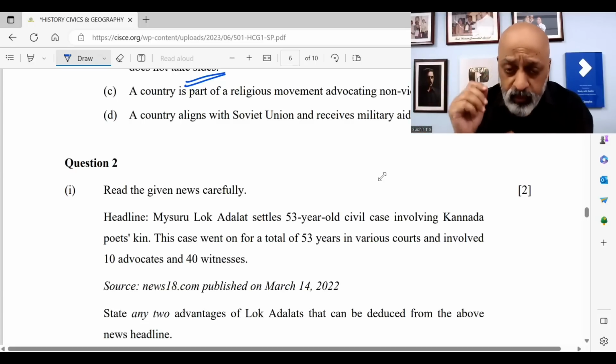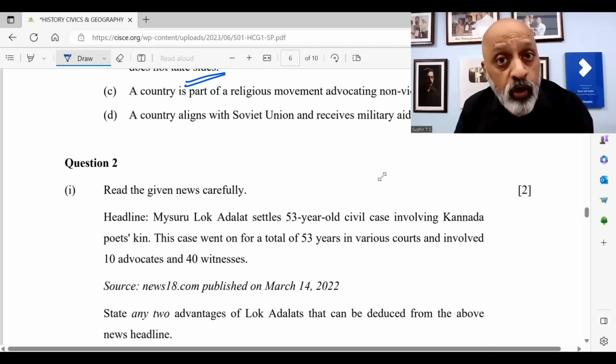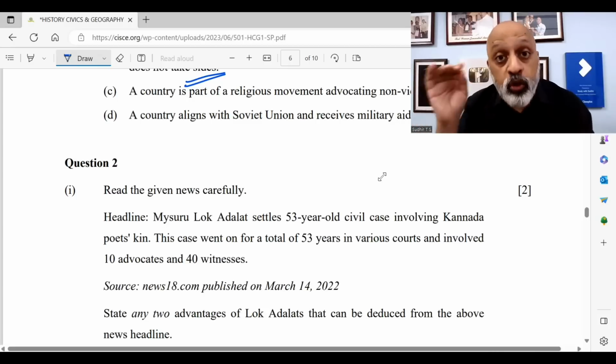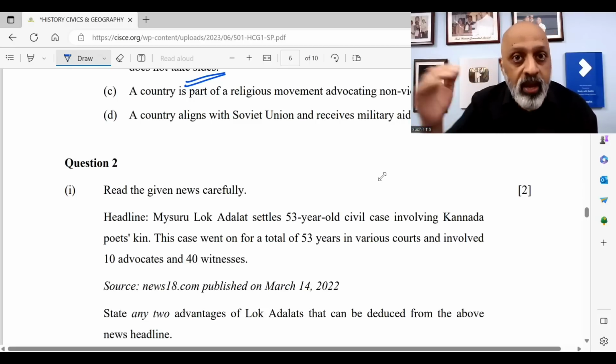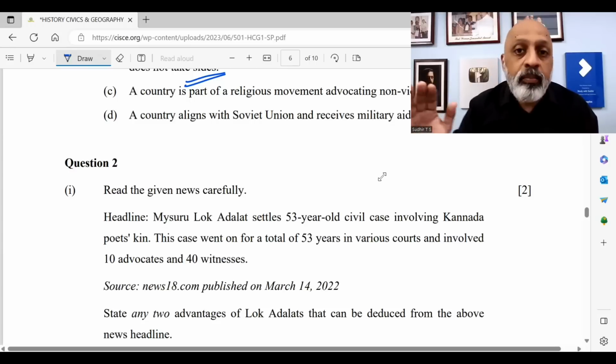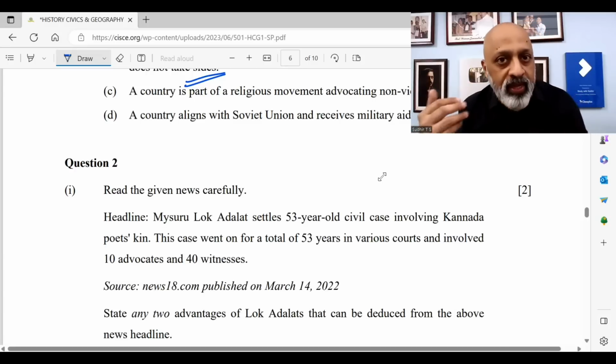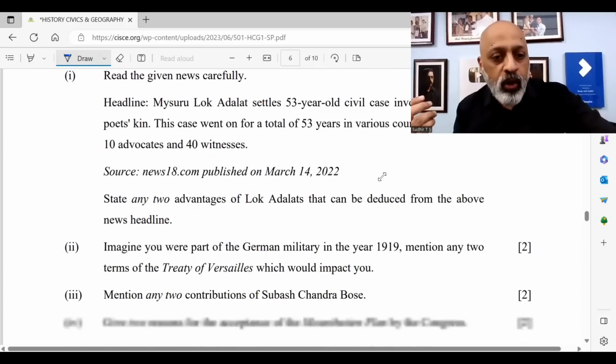53-year-old case. So it went on for 53 years in various courts. So number 1, reduce the workload of various courts, as those courts no longer have to hear this case. And number 2, settlement of long drawn out cases. That's the 2 advantages of Lok Adalats.